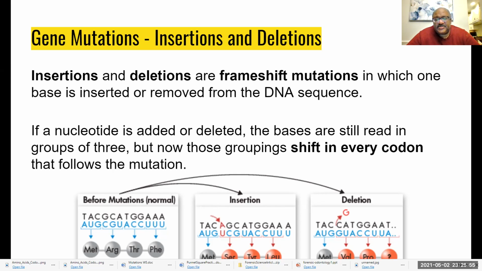But insertions and deletions cause frame shift mutations, which will change the overall amino acid sequence. That's just by virtue of the frame shift. What they mean by that is the group of 3, the codon, shifts. Okay, and that will cause it to code for different amino acids.